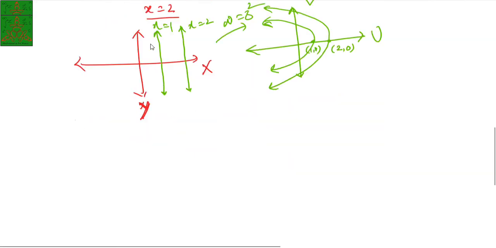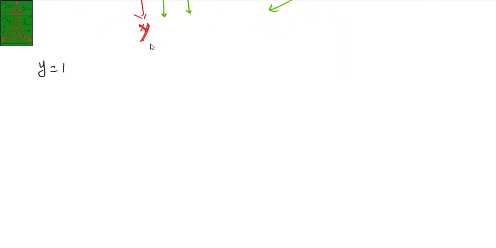Let us try to find out the image of the line y equal to 1. So we have u equal to x square minus y square and v equal to 2xy.